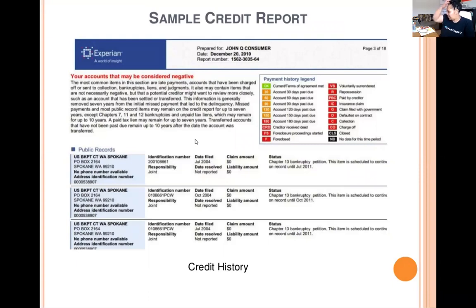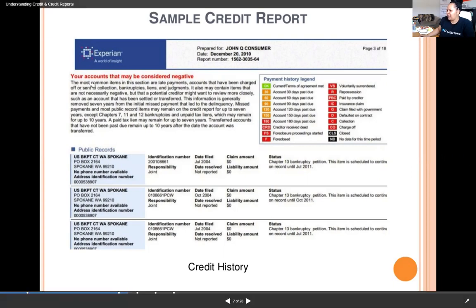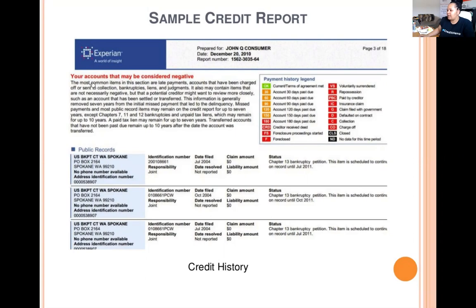And again, for the most part, each report that you pull from the different bureaus may look a little bit different, but in essence, the information is still the same. In this particular report, it gives you a summary at the top that tells you what accounts may be considered negative.